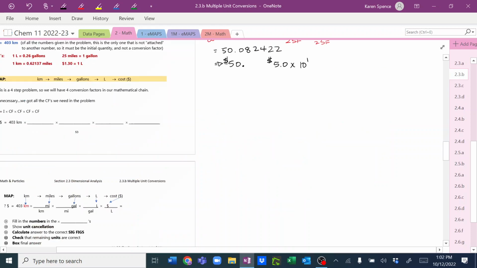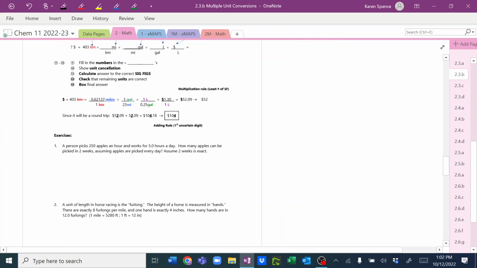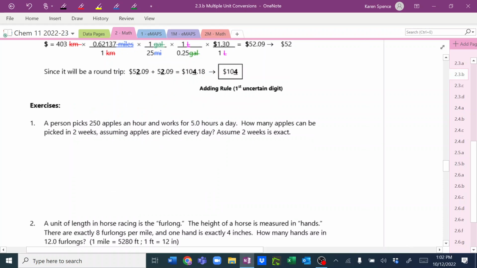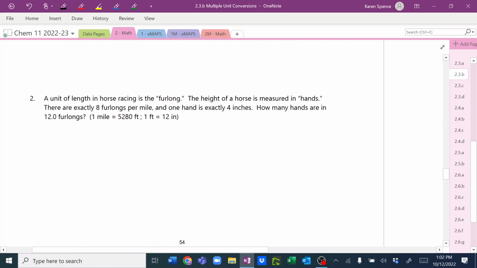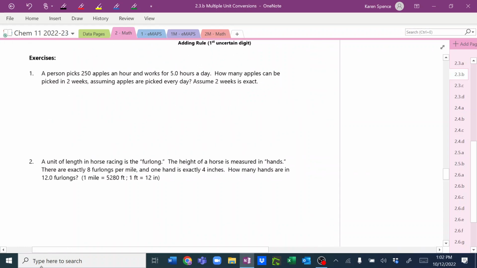Now, do we have any other examples, or are we just, oh, there's some exercises. Good. Do you guys want to do some exercises, practice those? Yes? Okay. Give those a go.